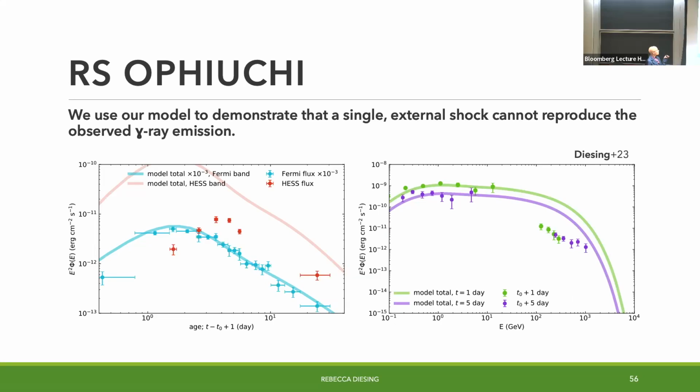So the blue and the red are Fermi and H.E.S.S. respectively. And then here, these are two different epochs, at 1 day and 5 days. What you can see is I can fit the Fermi flux really well, but then I way overshoot the H.E.S.S. flux. Or if I change my model parameters, I can conversely fit the H.E.S.S. flux and way undershoot the Fermi, but I can't fit them both at the same time.